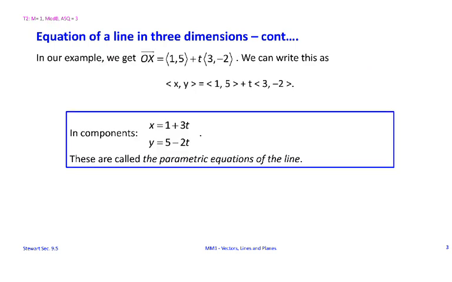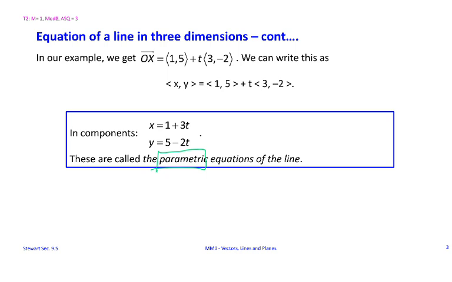So in our example, we had OX is equal to (1, 5) plus t(3, -2), and we can expand that out. So (x, y) is equal to (1, 5) plus that. In components, we have x equals 1 plus 3t, and y is equal to 5 minus 2t. These are the parametric equations of the line.